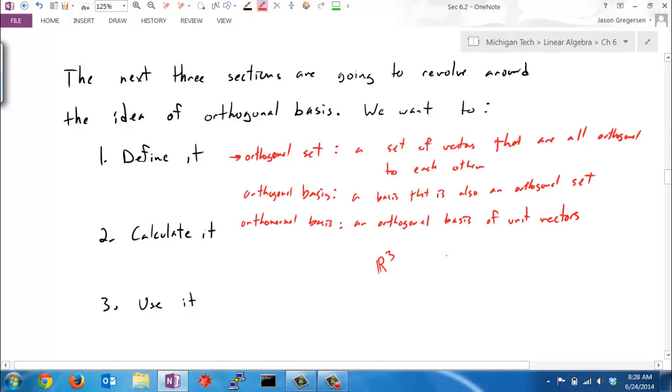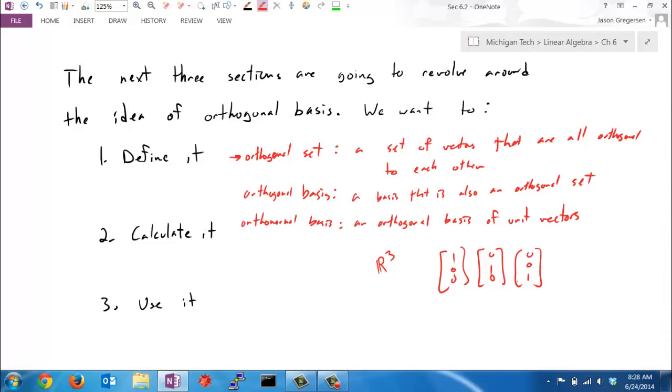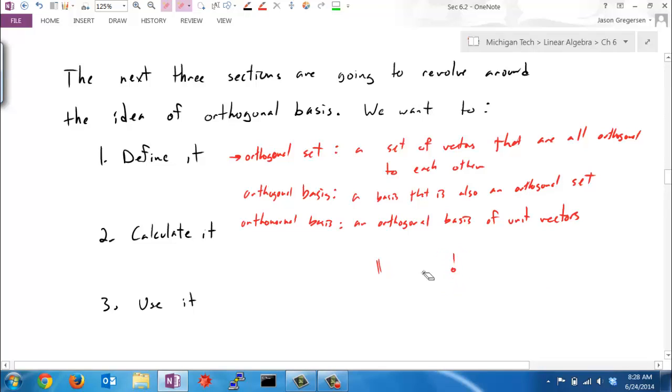1, 0, 0; 0, 1, 0; 0, 0, 1. They're all orthogonal. Look at the dot products. If I take the dot product of these two, I get 0 plus 0 plus 0. If I do any of them, I'm going to get 0. These are all orthogonal. We've seen the coordinate system. They're all perpendicular to each other. They all also have length 1. They're all, of course, a basis because they're linearly independent and they span R3. So we like these orthonormal bases. These are easy to work with.